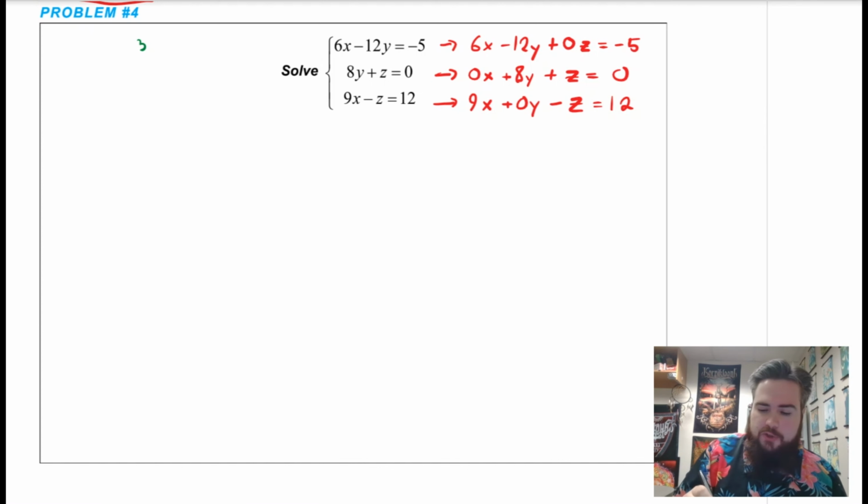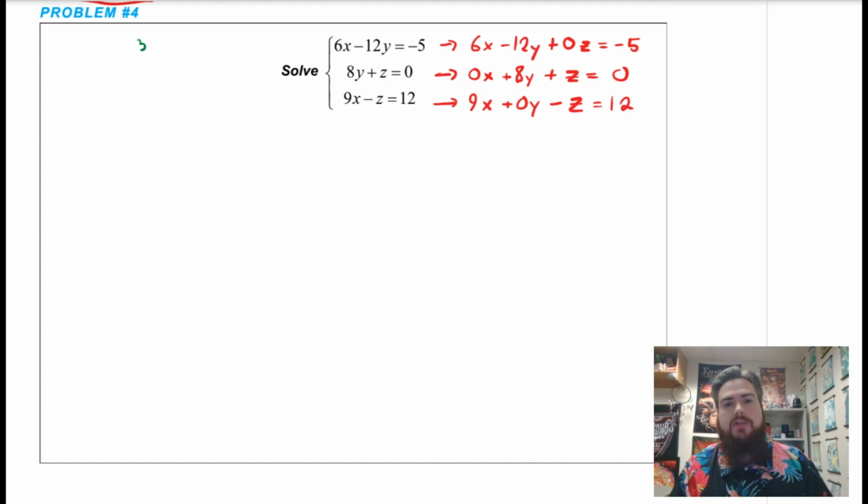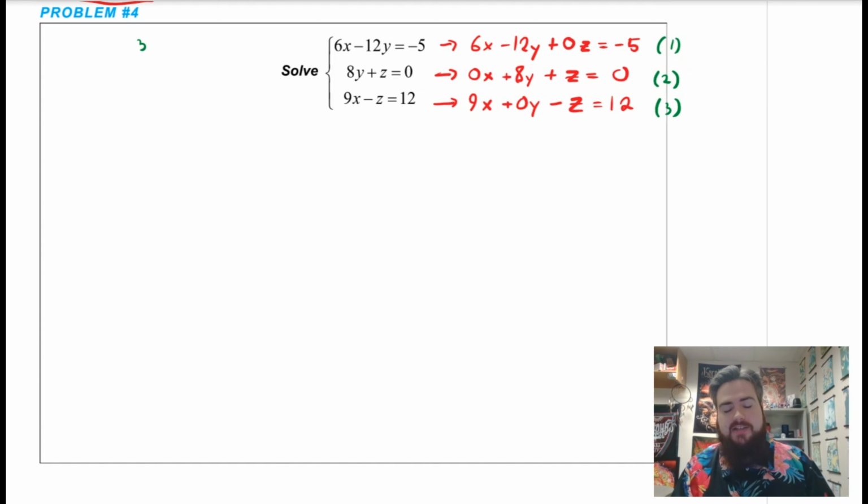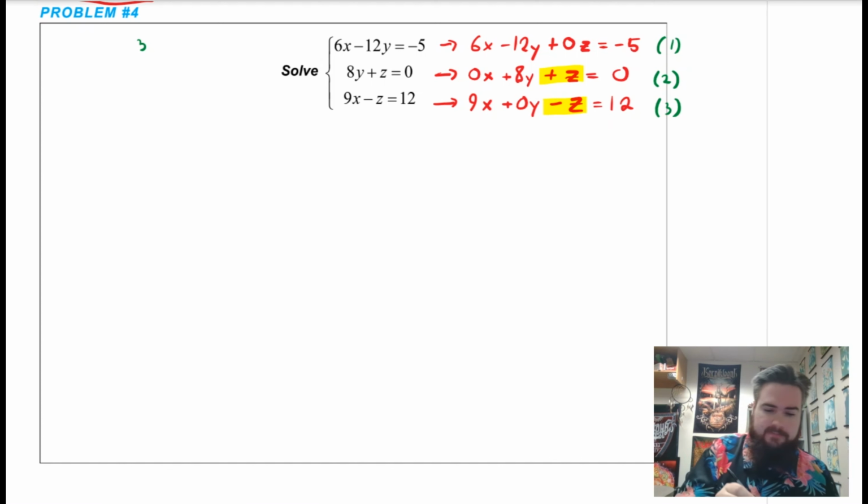At this point, as usual, you can use any 2 equations you want to try to eliminate a variable that is consistent between them. I'm electing to do equations 2 and 3 of this original set. I'm going to just add them together because I noticed that one of them has a plus z, one of them has a minus z. So if I add them together, that z term should cancel.